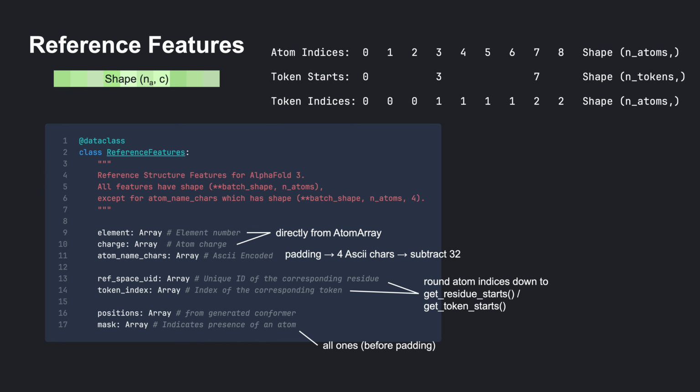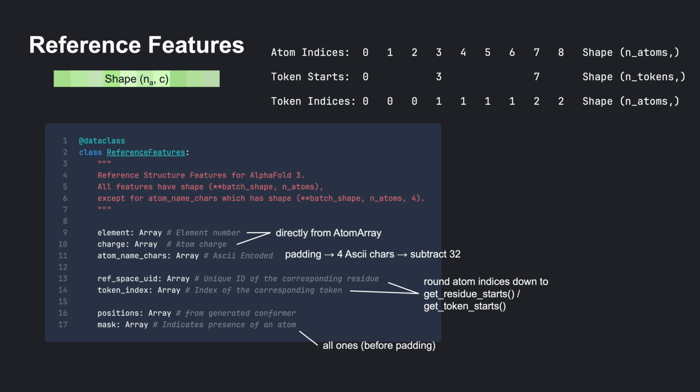Here, the atom indices are just arranged from 0 to number of atoms minus 1. The token starts array lists the indices of where each token starts. In your code, you'll implement a round down to function that computes, given target values such as token starts here, and source values such as the atom indices, to which index each source value rounds down to.